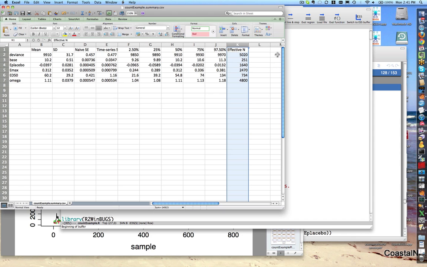It was like 54 with the 10,000 iterations. Well, I did 5 times as many, and now I've got an effective N of a little better than 250, which is about what I would have guessed. Again, is that really enough?